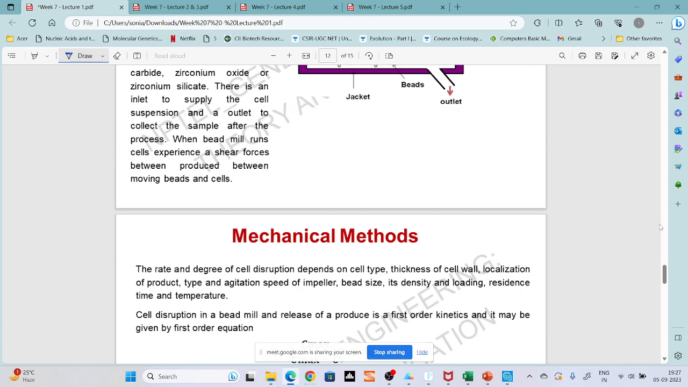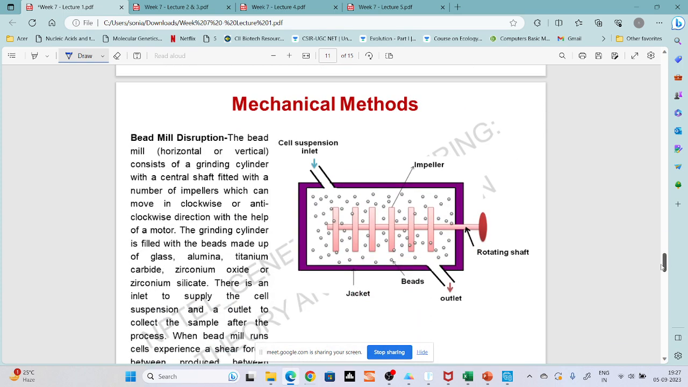Bead mill disruptor is a mechanical method where the bead mill consists of a grinding cylinder fitted with a central shaft. So this is your shaft. What is a shaft? This particular thing is known as the shaft. Now, some things that you need to remember: this shaft is what is rotating. This is your impeller, which is causing the mixing.